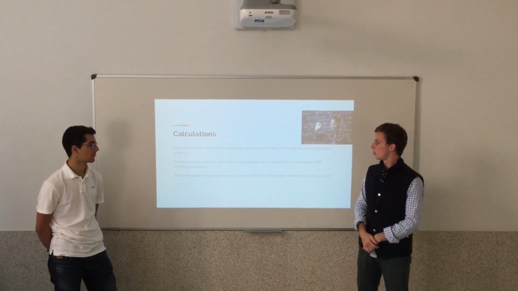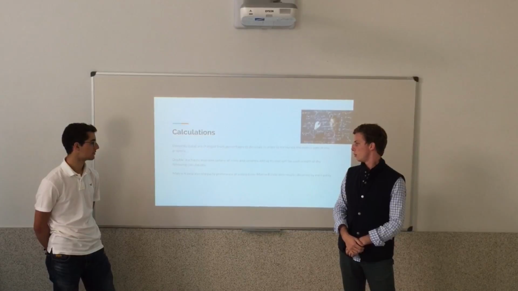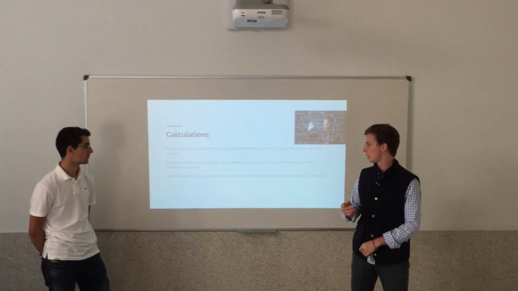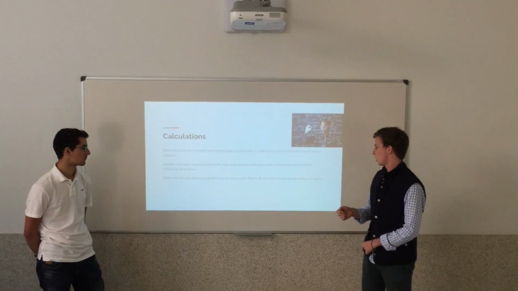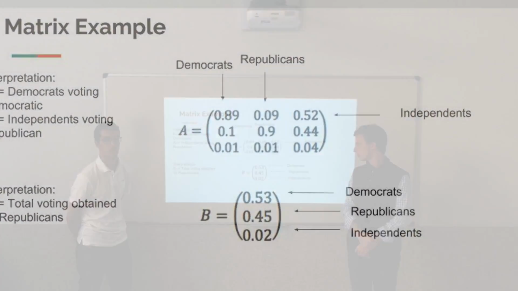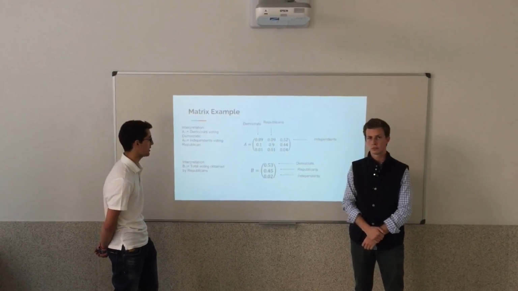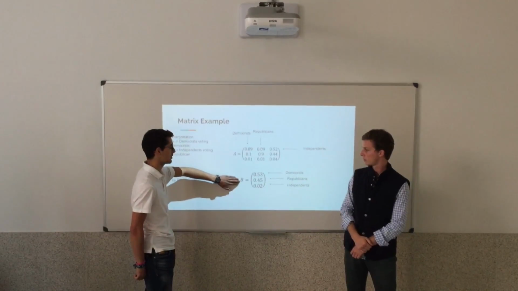We use the double stochastic matrices, and matrix A indicates the party preference and voting time, and matrix B indicates the results obtained by each party. So here's our matrix example. As my colleague said, we're going to make a matrix A and matrix B.